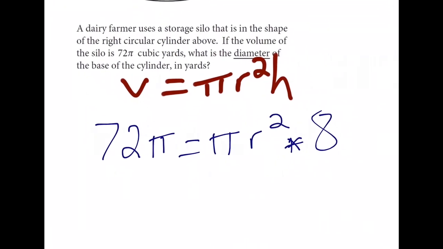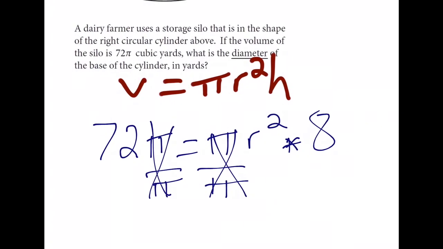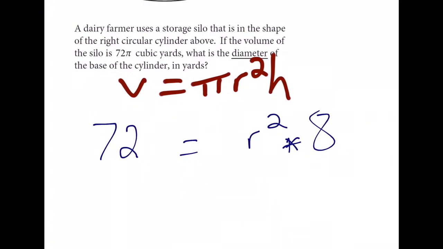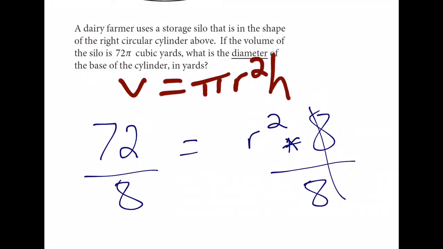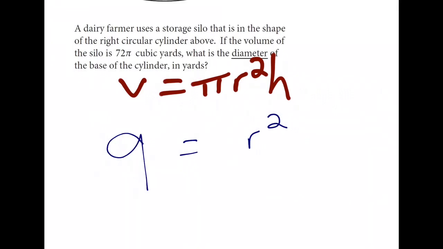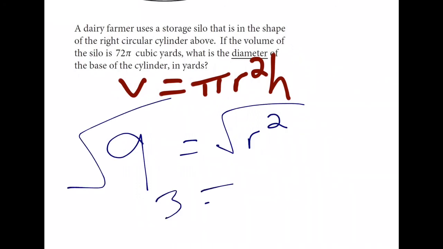From here, we are going to divide out a pi from both sides. This cancels out, and we're left with 72 is equal to r squared times 8. So we'll divide both sides by 8. On the right, this cancels out. On the left, 72 divided by 8, we get 9. So if the radius squared is 9, we're going to take the square root of both sides, and that's going to give us 3 is equal to pi. Or excuse me, equal to the radius.